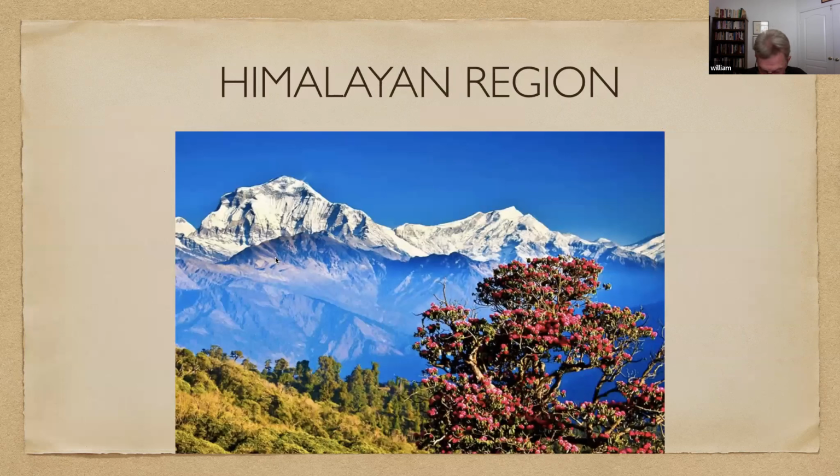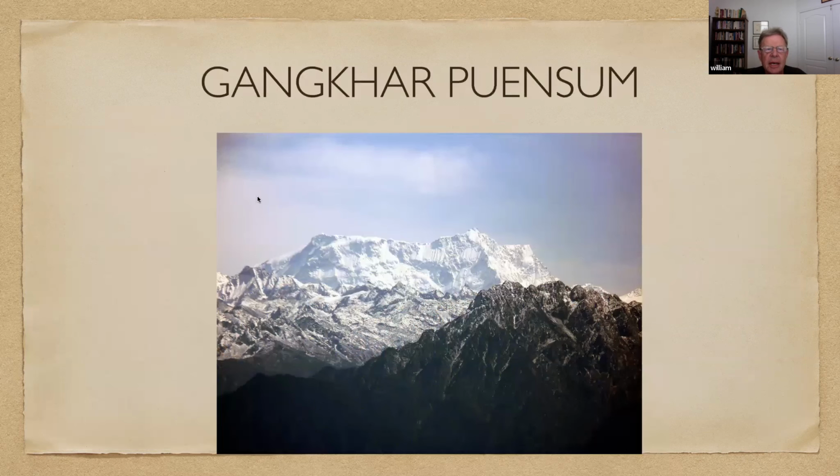So back to the Himalayan region. Here we see a picture of the Himalayas, and this is the highest peak, Gangkhar Puensum. I think it's 24,840 feet in height. It's interesting because it has the distinction of being the highest unclimbed mountain in the world. It's not the highest mountain in the world, but it's the highest unclimbed mountain. And that's because of the difficulty of the topography near the top. Almost impossible to get up to the top ridge.